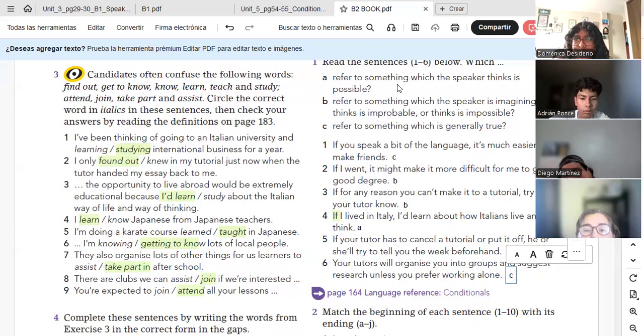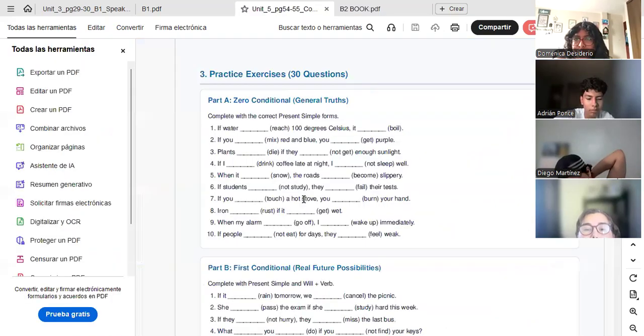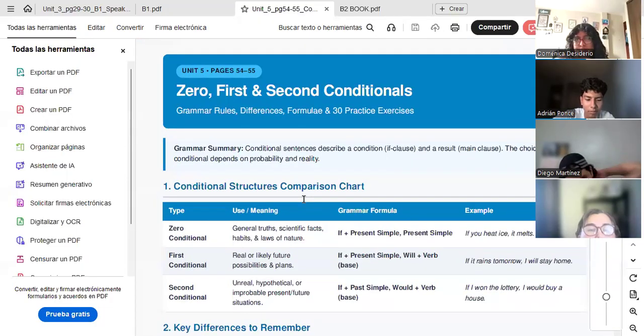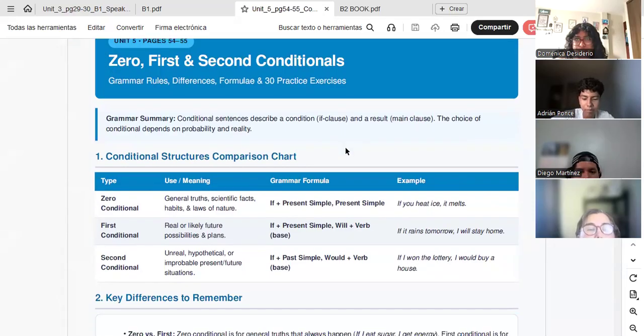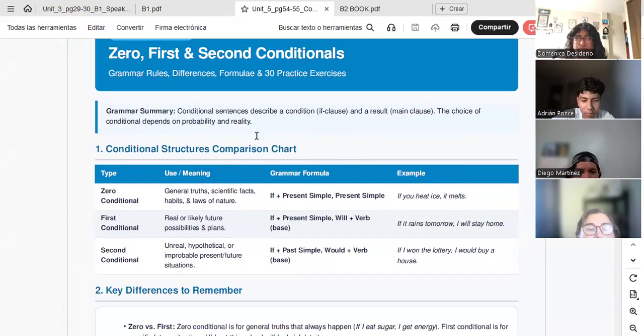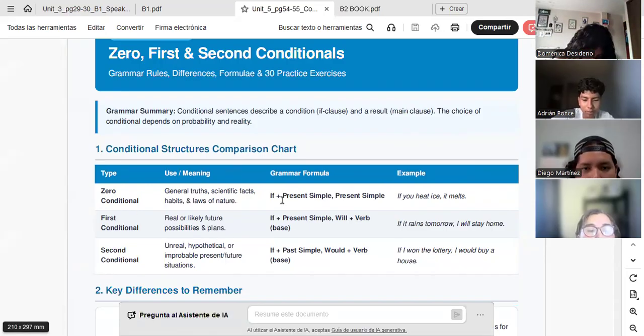First of all, let's check the explanation. So, conditionals. Give me a moment. Welcome to conditionals. So, there's 4 kinds of conditional. Actually, there are five kinds of conditional. We have zero conditional, first conditional, second conditional, third conditional, and mixed conditionals. But so far, we're going to work with zero, first, and second. Son 5, pero por ahora vamos a trabajar 3.